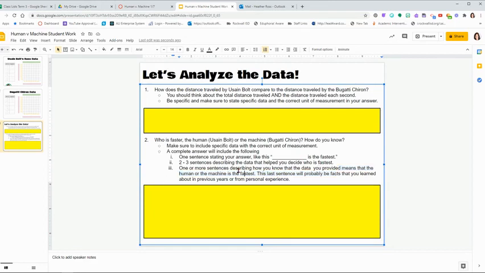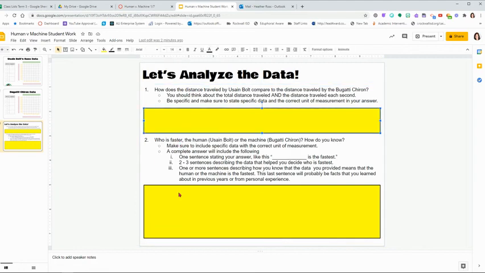And then 1 or more sentences describing how you know the data provided means that the human or the machine is the fastest. So what do you know about what makes something qualify as being fast or not, or the fastest? This last sentence will probably be facts that you learned about in previous years in science, or maybe even from personal experiences. At recess at school, how did you decide who's the fastest? On field day at school, on your soccer team, in PE at school. How do we figure out when something is the fastest? Okay, think about your past experiences and tell me, how do you determine that?